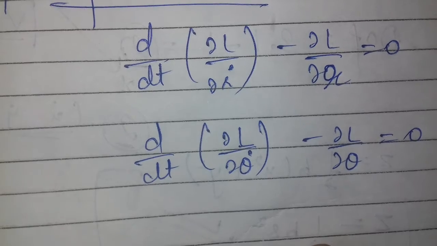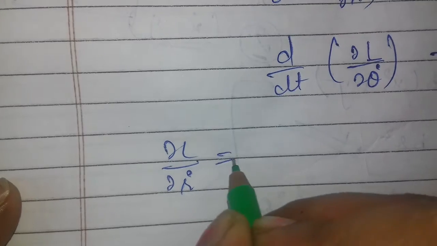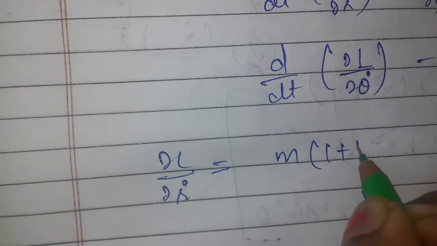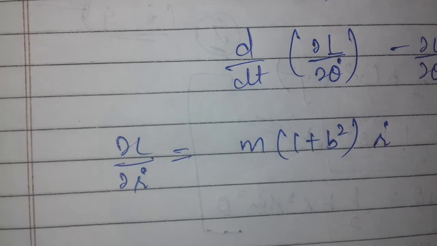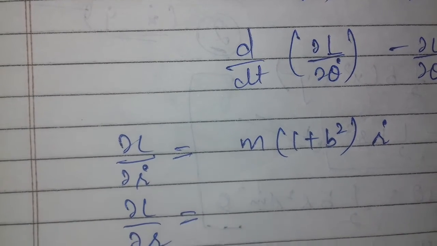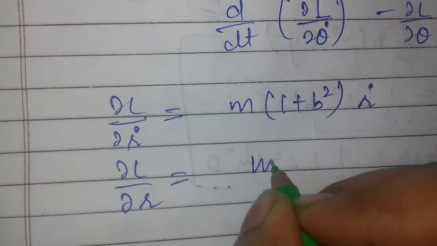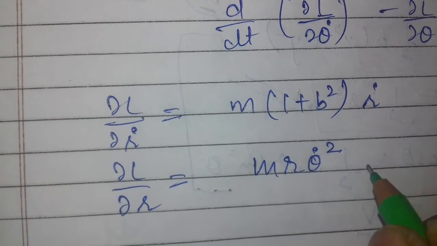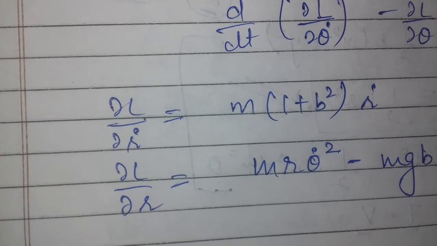Suppose we solve the first. So first calculate ∂L/∂r dot. This will come m(1 plus b square) r dot. Okay, and then you will solve ∂L/∂r. ∂L/∂r will come m r theta dot square minus mgb r, right?